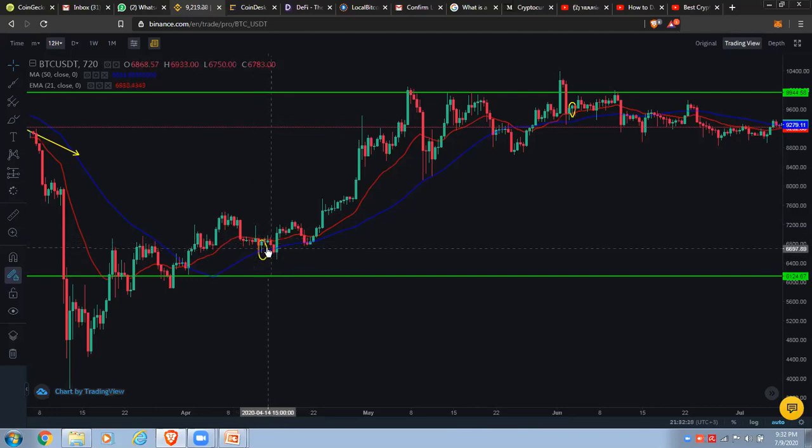Where do you buy, at the shadow or at the top of the body of that bullish candle? You can buy at the top of the shadow or the top of the body. I always advise the top of the body if you're buying, so that you can capture it at a better price.